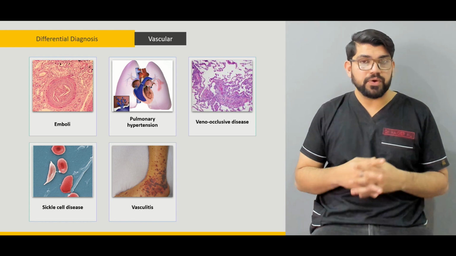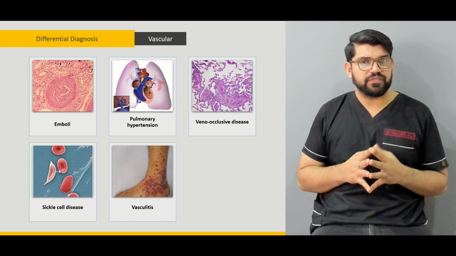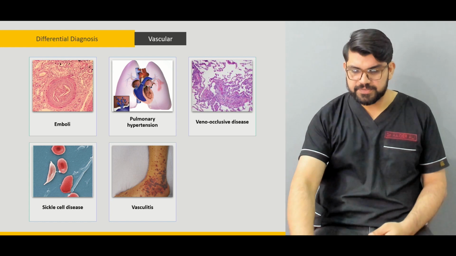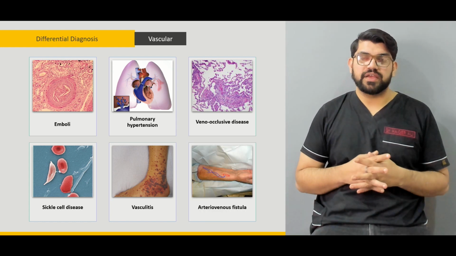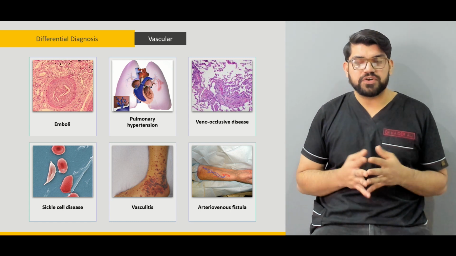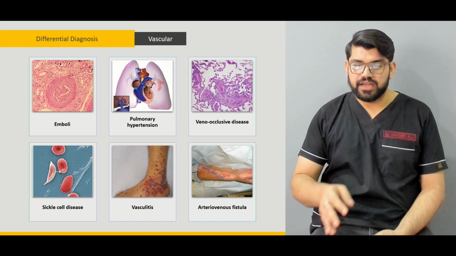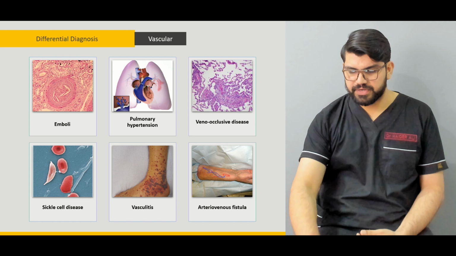Vasculitis, an autoimmune etiology, could also be the cause of shortness of breath in patients with autoimmune diseases. AV fistula can also present with shortness of breath due to changes in intrathoracic pressure and other things that are associated with shortness of breath and respiratory compromise.